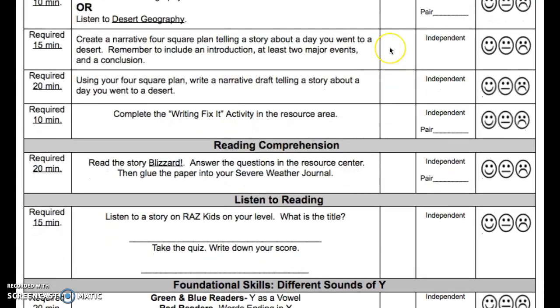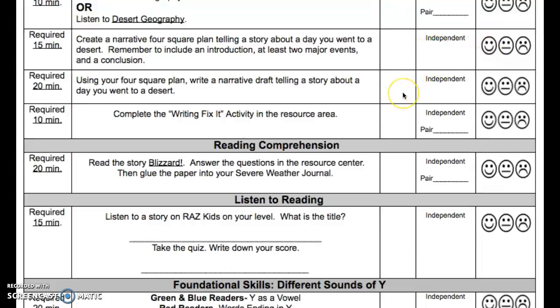Then, required for 15 minutes, you're going to create a narrative Foursquare plan telling a story about a day you went to a desert. Remember to include an introduction, at least 2 major events, and a conclusion. Your Foursquare is done independently.